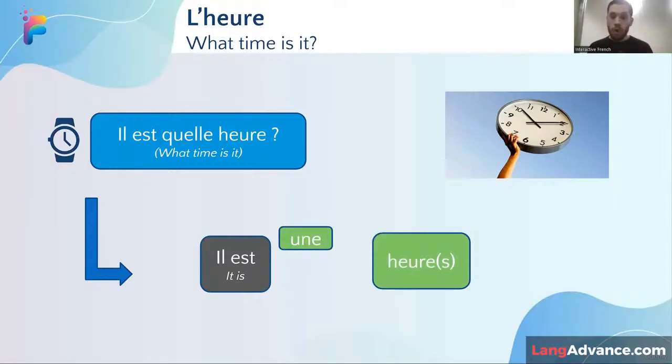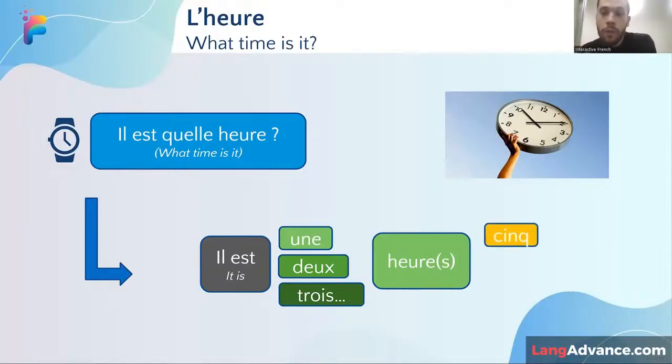So for instance, if it's 1 o'clock, you're going to say il est 1 heure. If it was 2 o'clock, you would say il est 2 heures. If it's 3 o'clock, il est 3 heures. And il est 4 heures, il est 5 heures, il est 10 heures, il est 15 heures, and so on and so forth. Make sure to say heure all the time. That's mandatory. It's not like in English where you can say it's one. You have to say il est 1 heure.